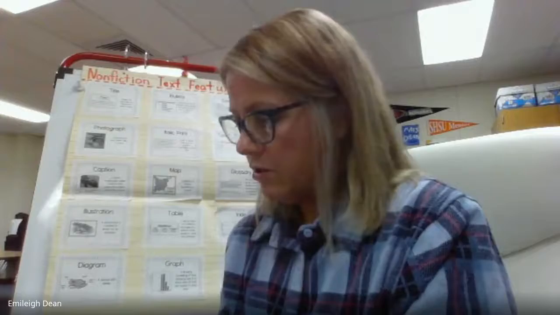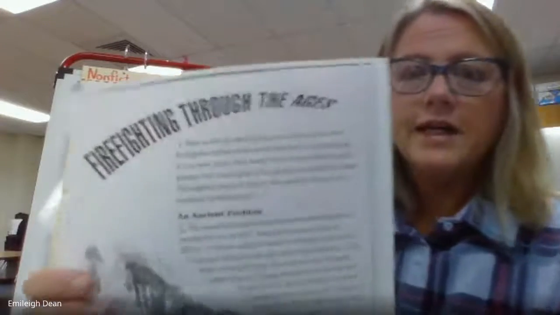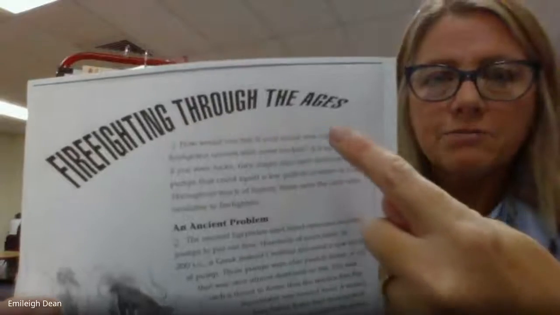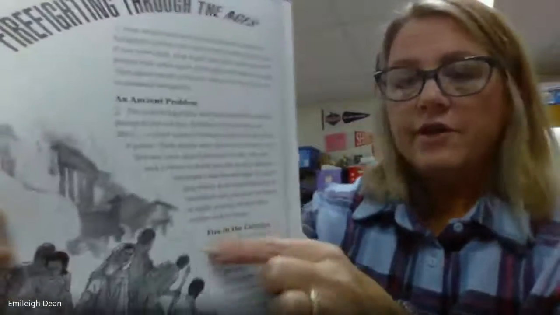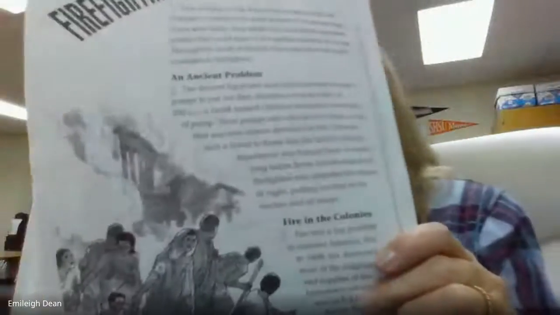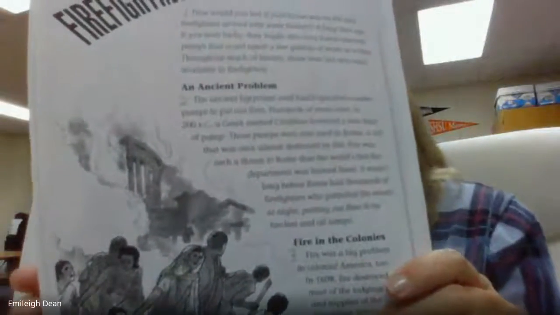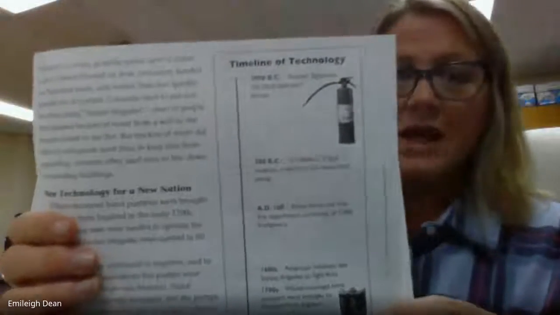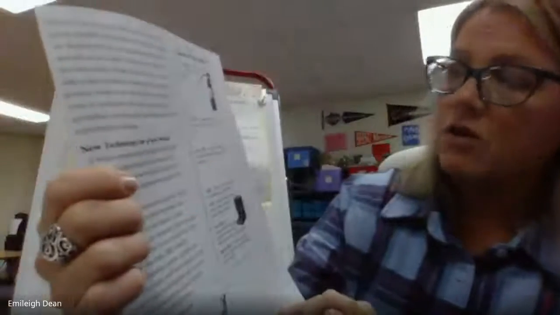I'm going to show you another article, Firefighting Through the Ages. So I understand that through the ages probably means through time. It tells me it's an ancient problem and there was fire in the colonies. It also shows me a timeline of the technology. I'm wondering, how does the timeline of technology support this article?